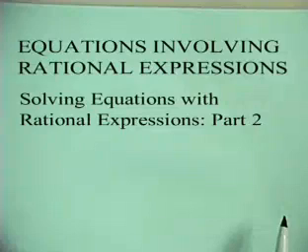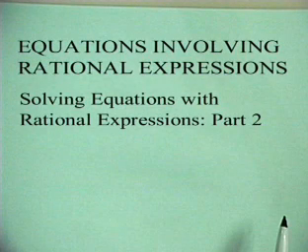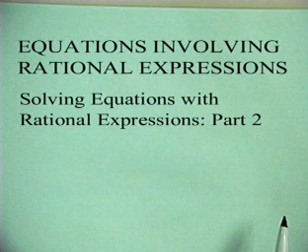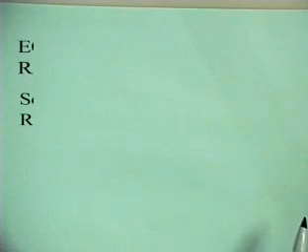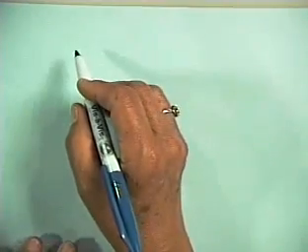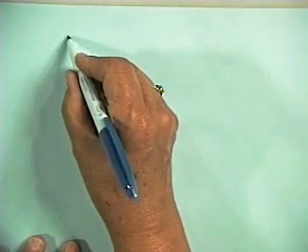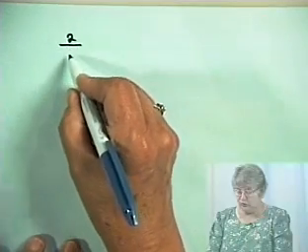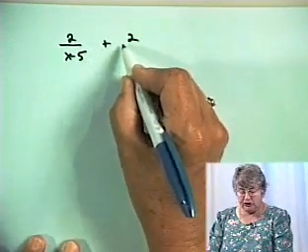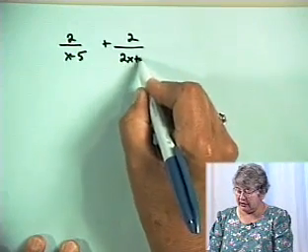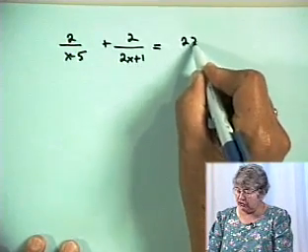Now we're going to be working with equations involving rational expressions, and we're going to call this segment Part 2. At the end of this segment, I'm going to give you a warning about working with equations or with expressions. So let's now consider an example of an equation which involves rational expressions. For example, 2 over x minus 5 plus 2 over 2x plus 1 equals 22 over.